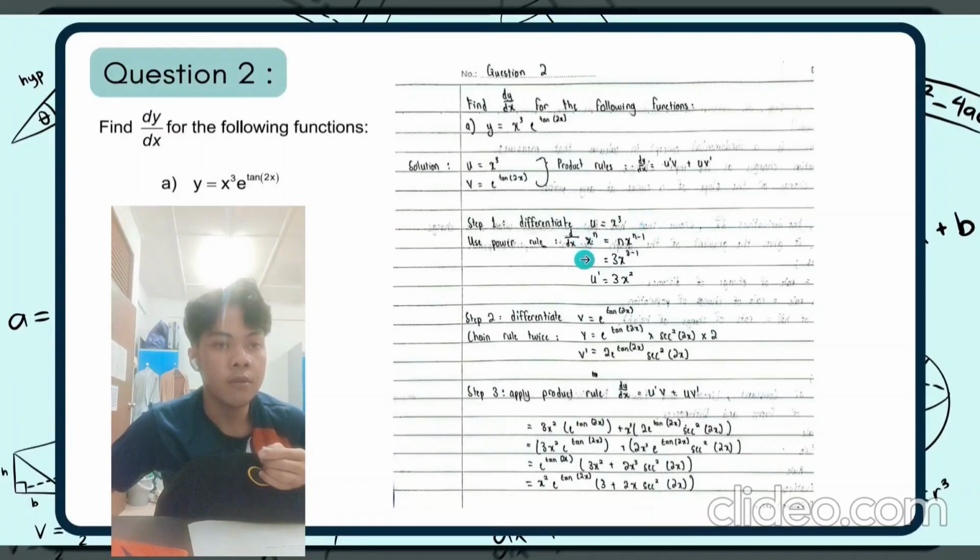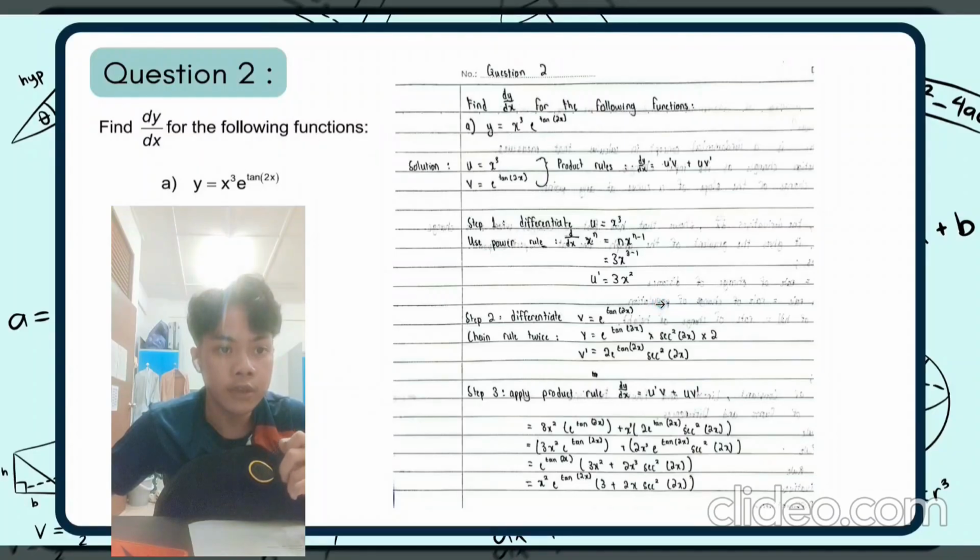Here we see the formula for the power rule. We bring the value of n forward in front of x, and the value of n we need to minus 1, so we get 3x to the power 3 minus 1, so the final value is 3x squared. Step 2, we need to differentiate the second function.